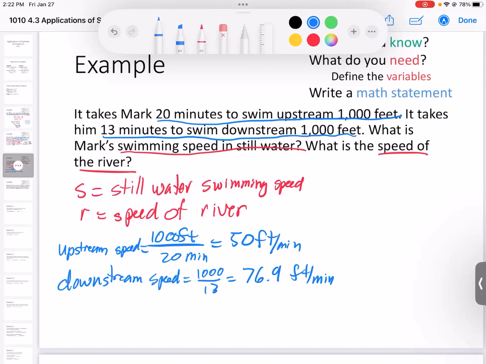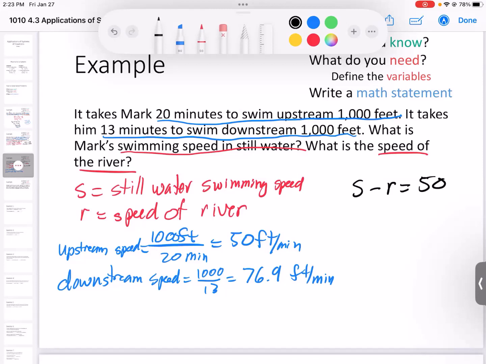And so now we need to see if we can write an equation. So now we have all of the information in the same units. So we have these two pieces of information that were given to us, and we have these two things we're looking for. So we want to think about it, and his upstream speed is a combination of his swimming speed and the river speed. Because if he's swimming upstream, he's got his own swimming speed, which is S, but then the river is pushing him backwards. And so we would have S minus R equals 50, because his swimming speed minus the river's speed, because it's working against him, is 50.